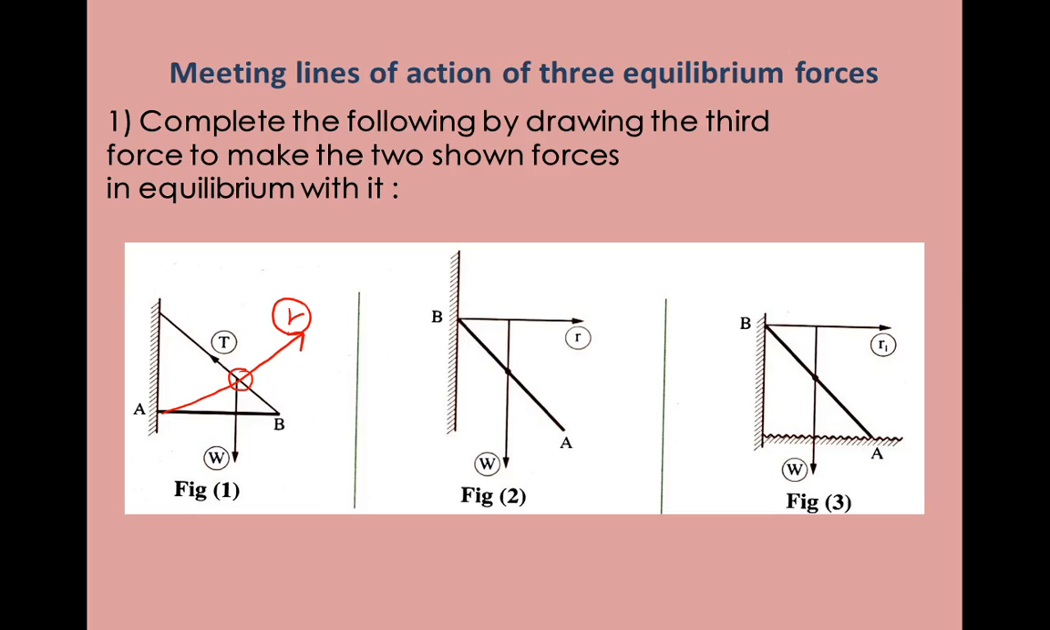It is required to draw the third force to get the system in equilibrium. I'll draw a tension force from the point A, and this tension force should pass through the point of intersection of the weight and the reaction force.